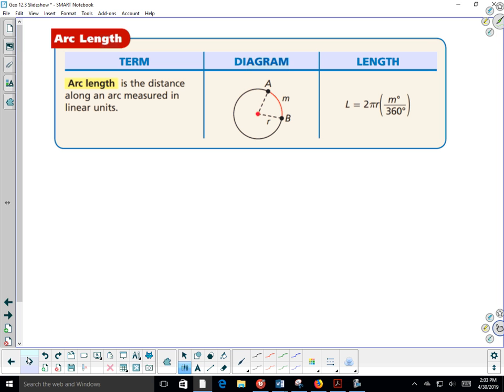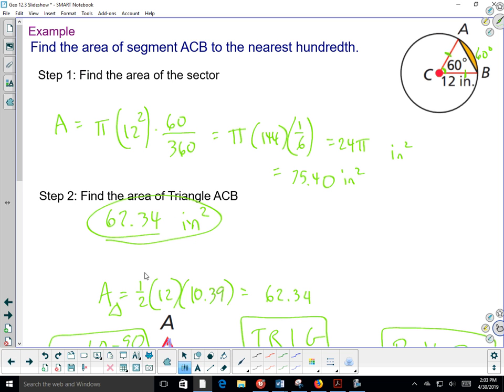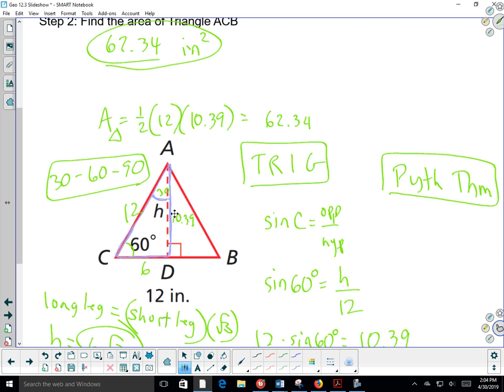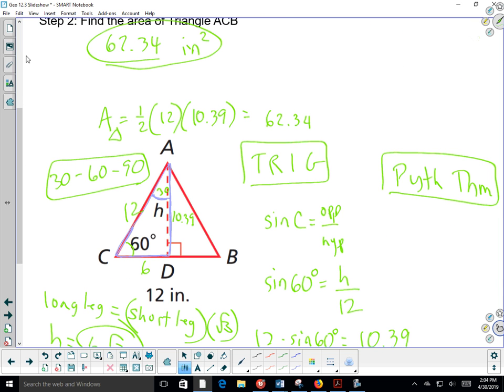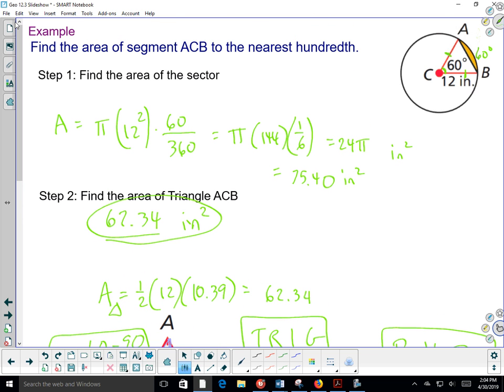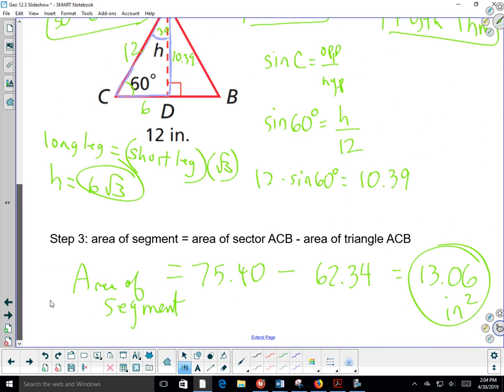Are we good? I'm so lost. Okay, are we okay with the area of the sector? Yeah. Are we okay with the area of the triangle? Yeah, we found the height using 3 different methods. We found the area of the triangle as half the base times the height, and I got 62.34. But what are we really trying to find? We're trying to find the area of this segment, the shaded region. So I need to take the area of the sector minus the area of that triangle, and that will leave me with just that little sliver, just that little segment. That's what we did, and we got it to be 13.06.